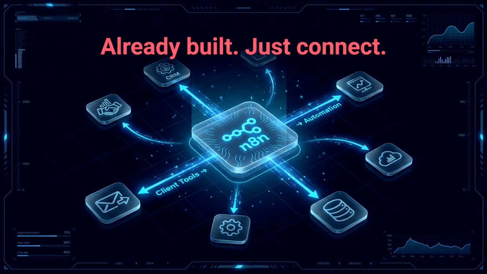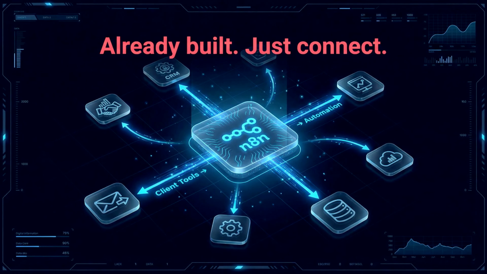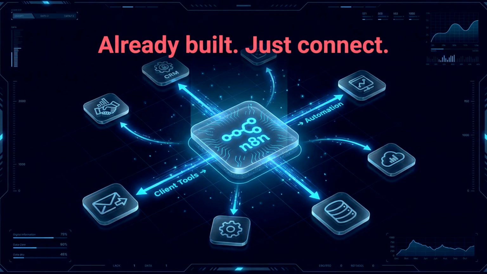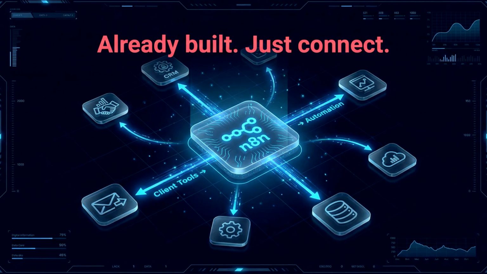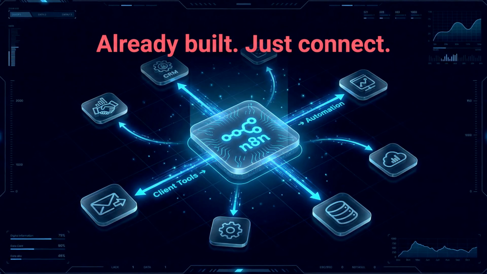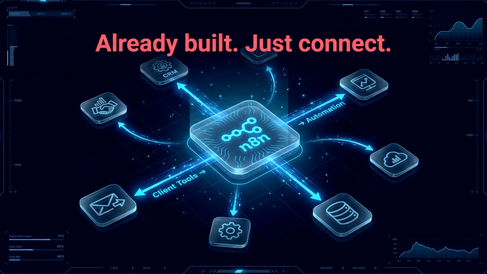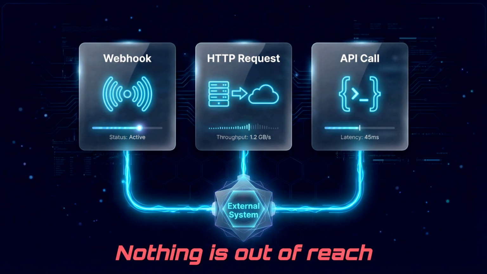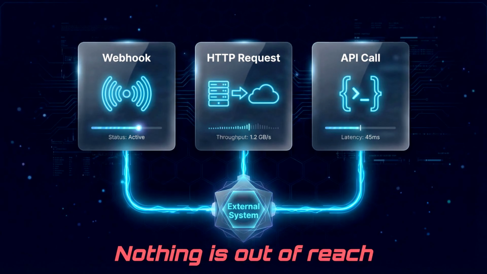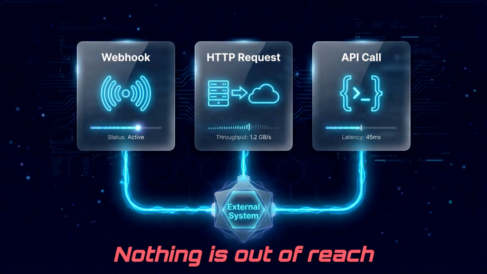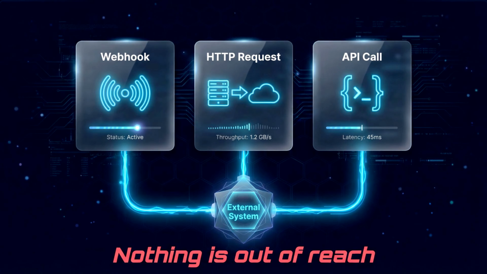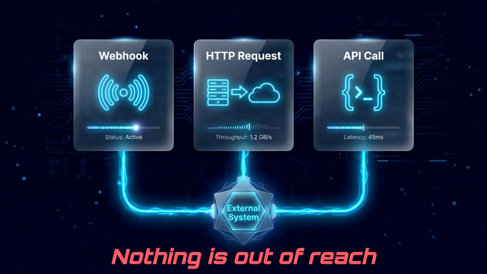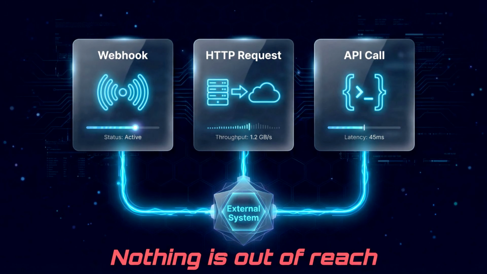So what does this mean in practice? In 90% of cases, whatever tools your client is using, their CRM, their email, their database, n8n already has a native integration. It's already built, you just connect it. And in the rare cases where a native integration doesn't exist, you still have three powerful fallback options: webhooks, HTTP requests, and direct API calls. Between these three, nothing is out of reach.